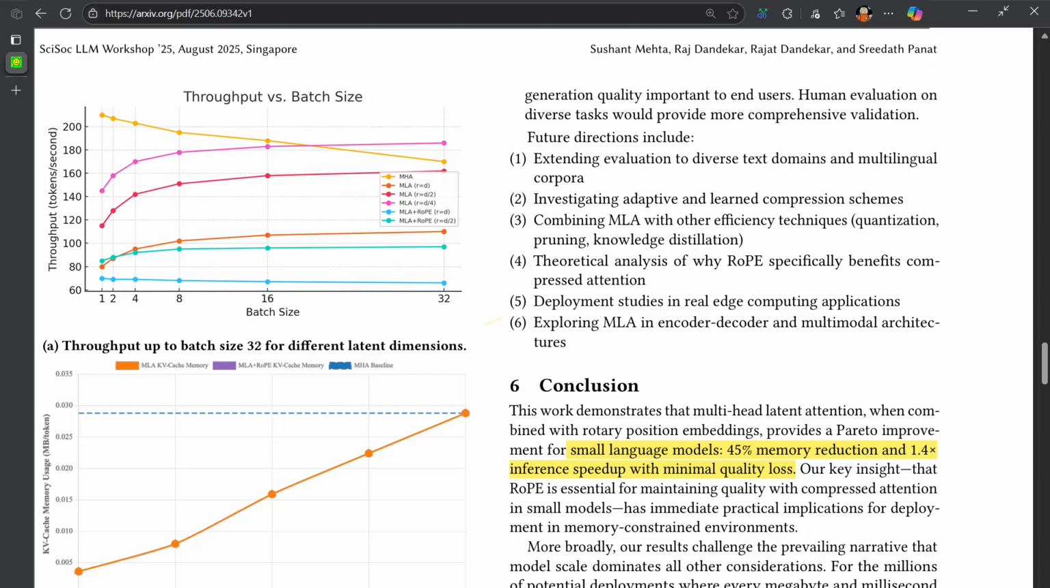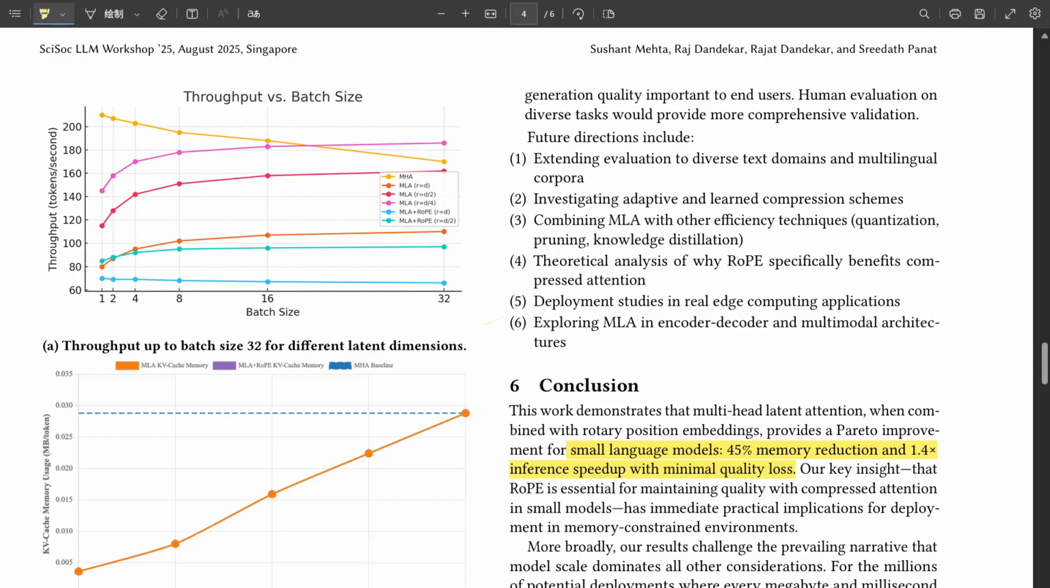And the numbers they present are quite striking. By combining MLA with RoPE and using what they call a half-rank latent dimension, so setting R to be half of D key, they achieved a really substantial 45% reduction in KV cache memory. Wow, 45% less memory. For anyone building AI for devices with limited RAM, that's huge. It's enormous. And it wasn't just memory.